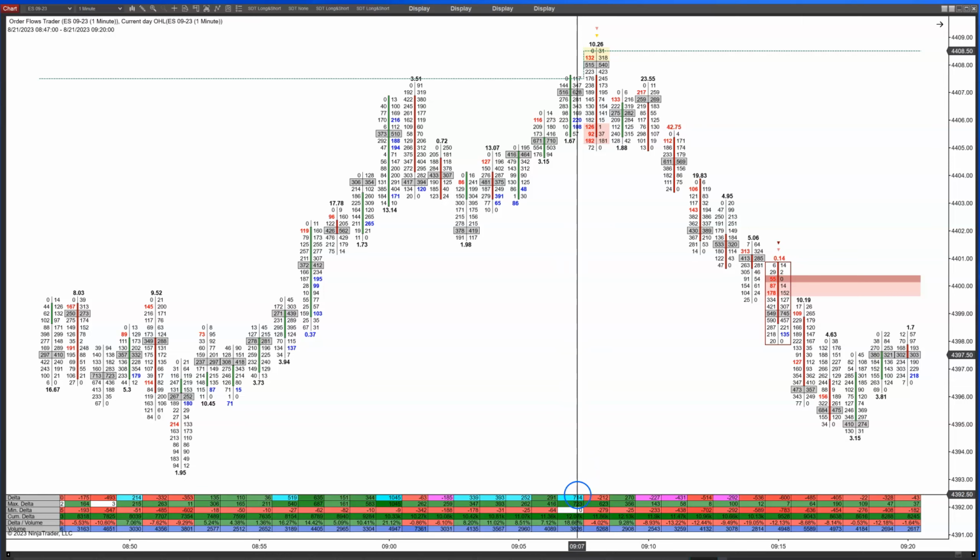Okay, so within delta, you have a bunch of different numbers you could look at. The main ones that I concentrate on are obviously the final delta, just the delta for the bar, the max delta, and the min delta.